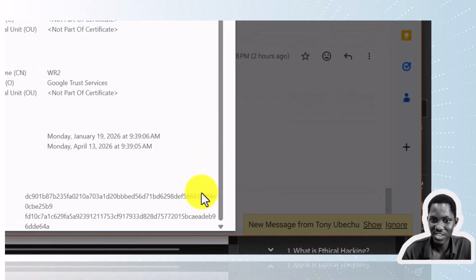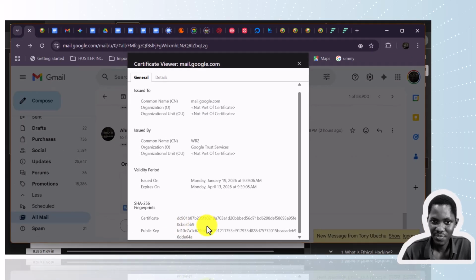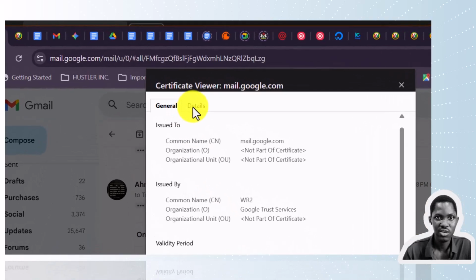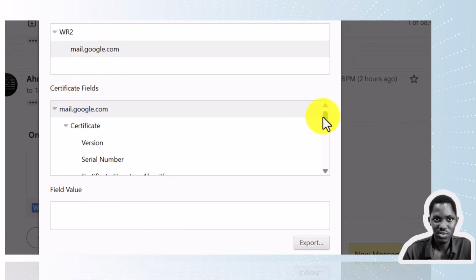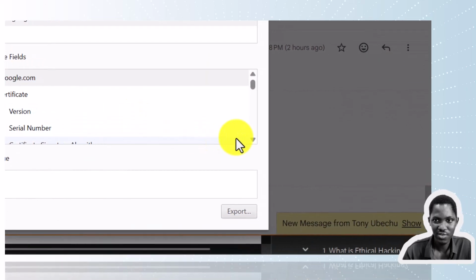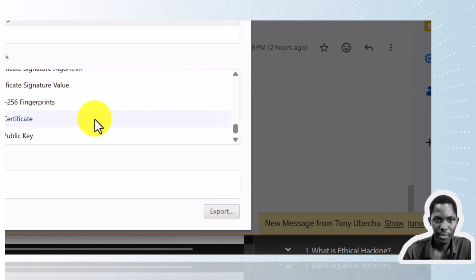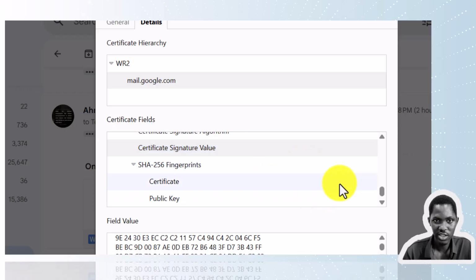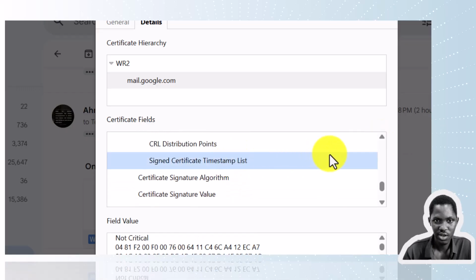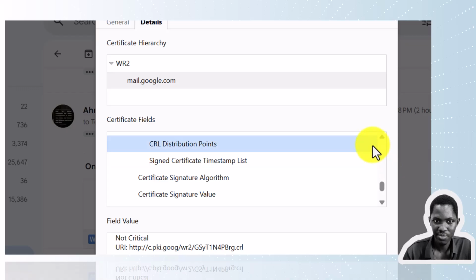And you can also see the certificates, the public key. This is SHA-256 fingerprints of the certificate and the public key. This is not the public key itself, right? So this is a hash of the public key and the certificate. You can also see other details here, right? Certificate hierarchy, certificate fields, all of that. You can click on them and see what's in them.